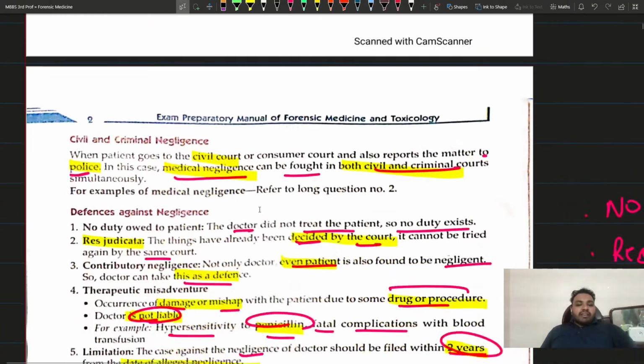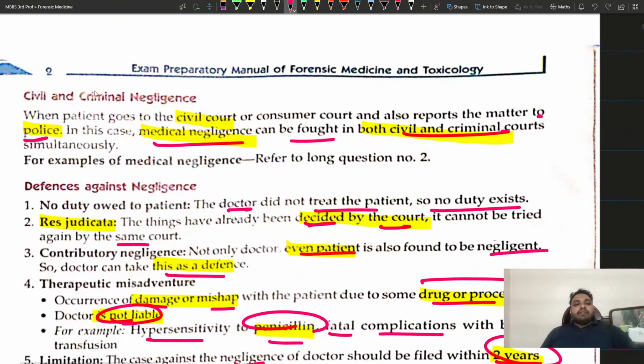Now coming to the second part, which is civil and criminal negligence together. Basically, the patient goes to the civil court first, or the consumer court, and also reports the matter to the police. Involvement of the police is also there. In this case, medical negligence can be fought in both civil and criminal court simultaneously.